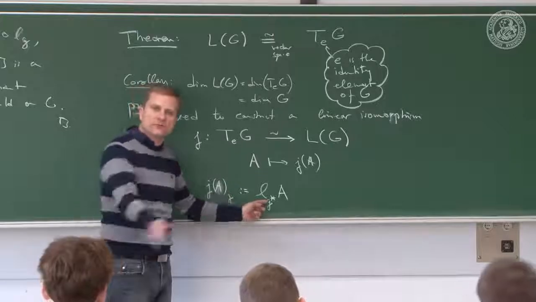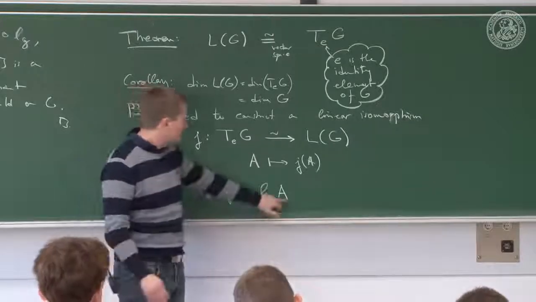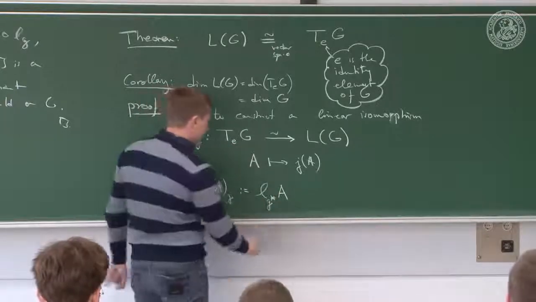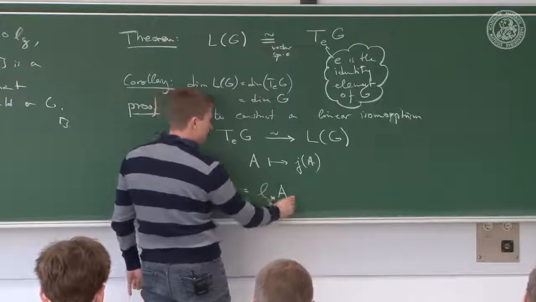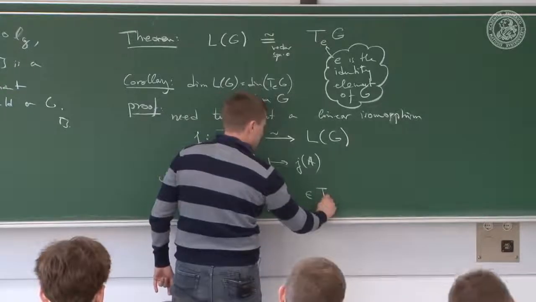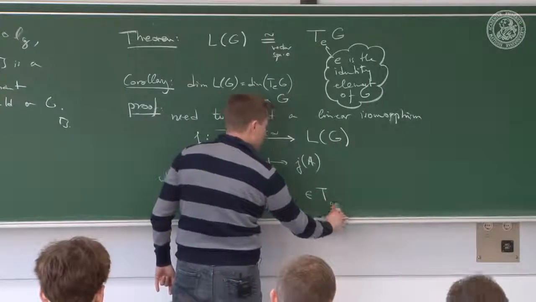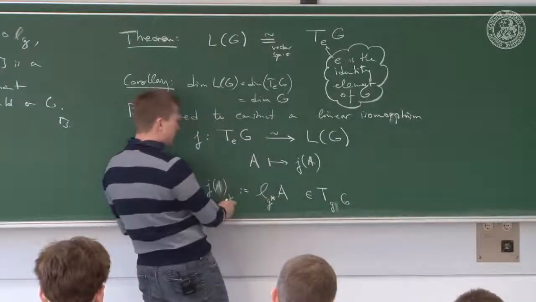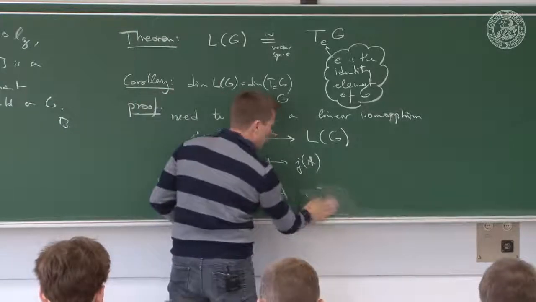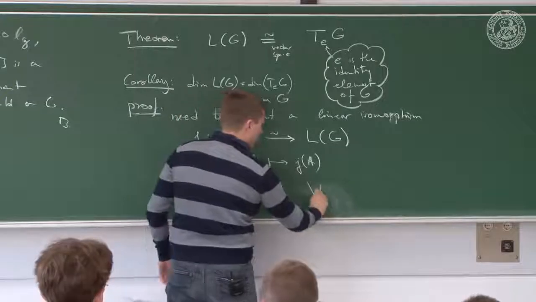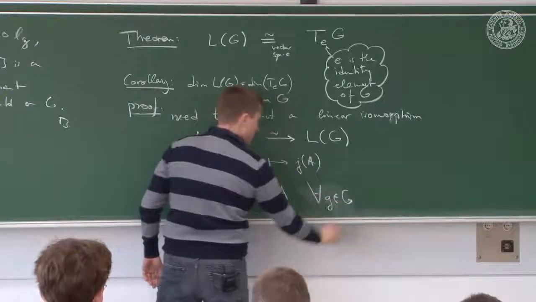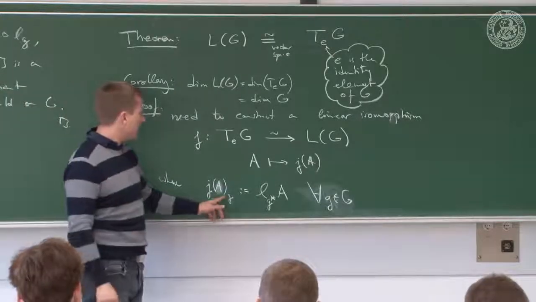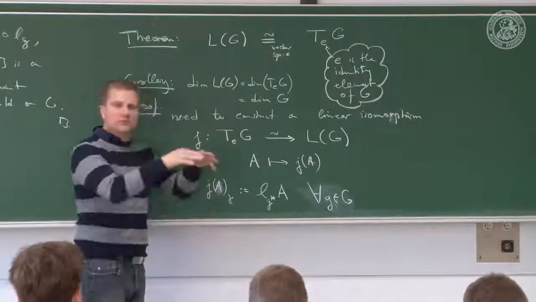I push it forward using L_G. If A was a vector in T_E G, then this is a vector in T_{GE} G, but GE is just G. That lies in T_G G, that's fine. And if I do this now for all G in the group, I define a vector everywhere on the group manifold.